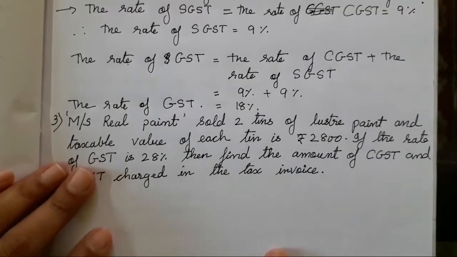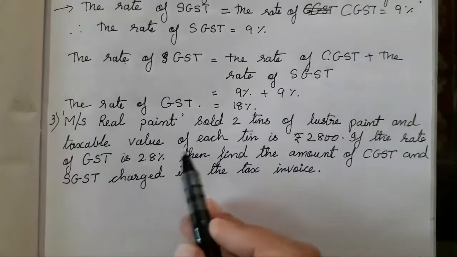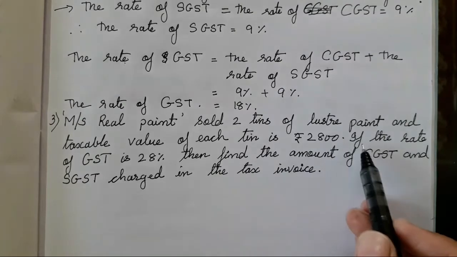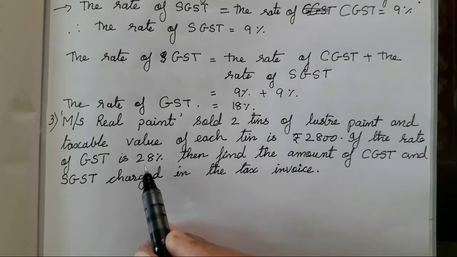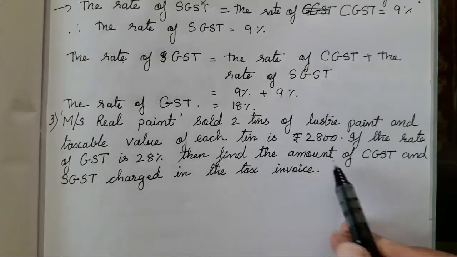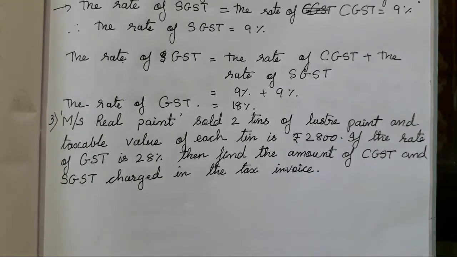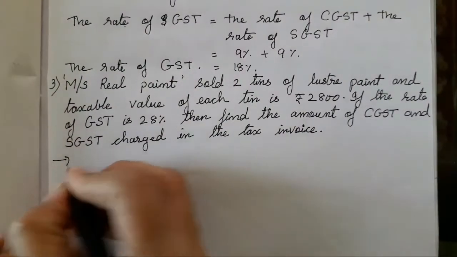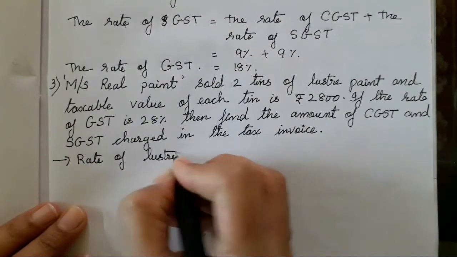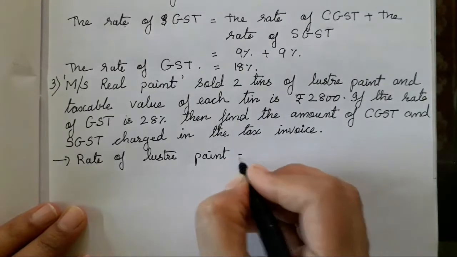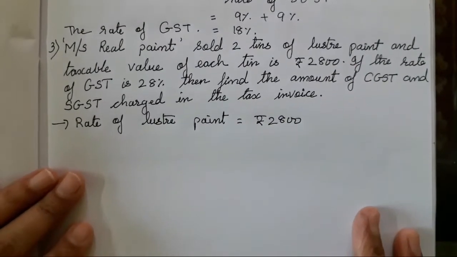Now, next question. Real Paint sold 2 tins of luster paint and the taxable value of each tin is rupees 2,800. If the rate of GST is 28%, then find the amount of CGST and SGST charged in the tax invoice. So therefore, the rate of luster paint is equal to 2,800. This is the rate of the paint.